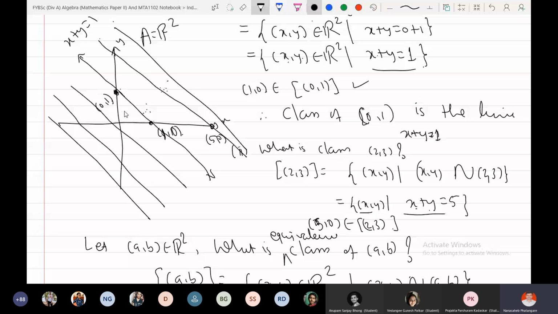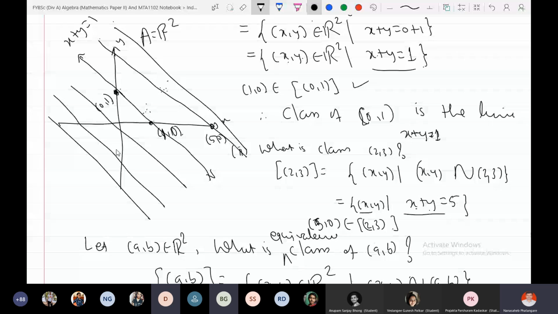Similarly, how many equivalence classes are there now? How many lines are there? Infinite lines, right? Very good.